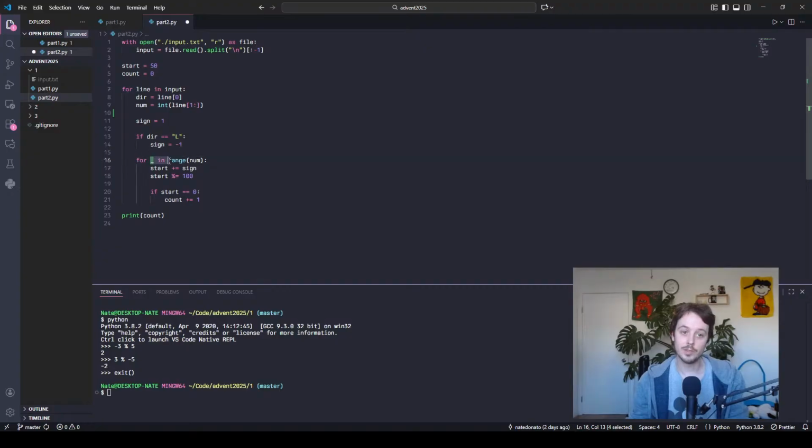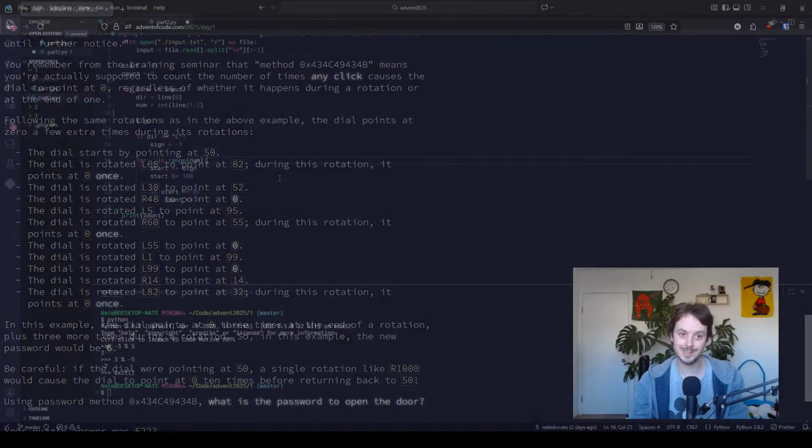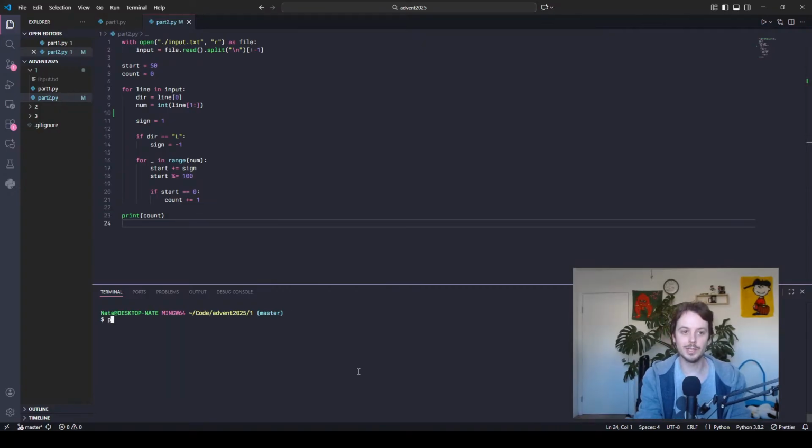And then I'm going to iterate one by one for the whole direction. So if my instruction is L68, I'm going to go one by one 68 times. I'm going to move my start by 1 or by -1, depending on my thing. And I'm going to take the mod so that I wrap around. And if I hit 0 at any point, I'm just going to increase the count. So basically, I'm simulating click by click individually the exact instructions. And you'll see this totally works.